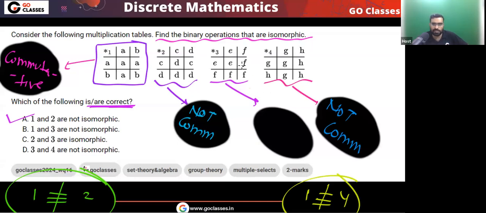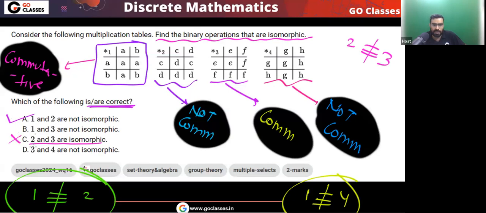What about this middle one? Is this commutative? Yes, this is commutative. So I can say second and third are not isomorphic. So option C is gone. Option 1 is correct.